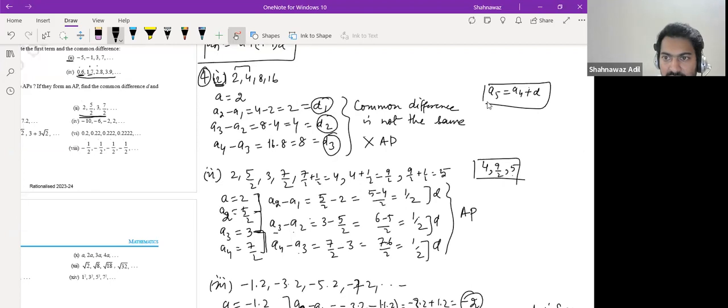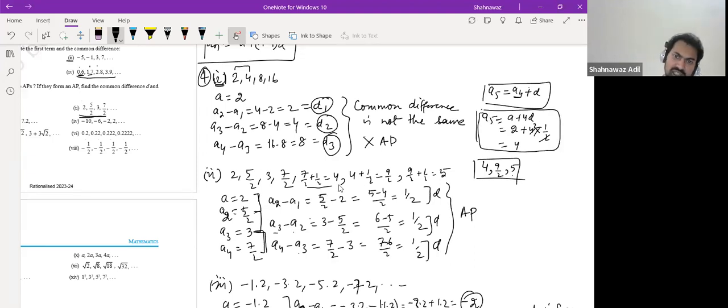A plus 4D. I have written A4, the fourth term, as A plus the common difference times 4, right? So you can write it this way, or you can calculate A plus 4D. A is 2, and 4 into half is 2. So 2 plus 2 is 4. You can use either method, any method.